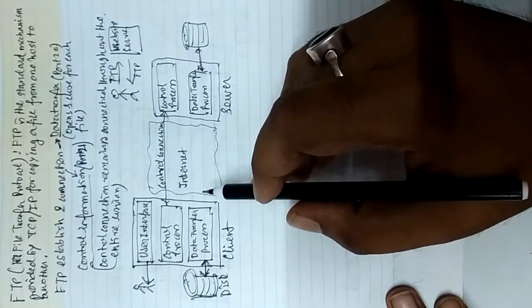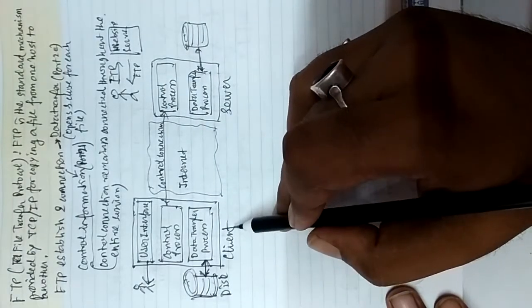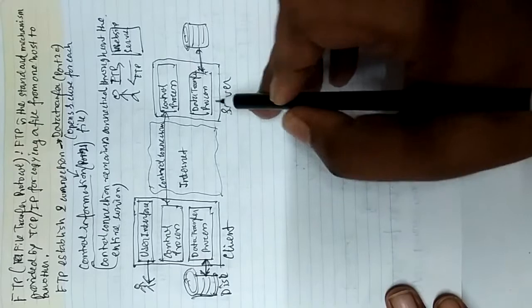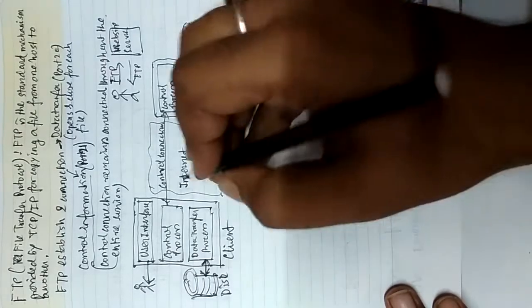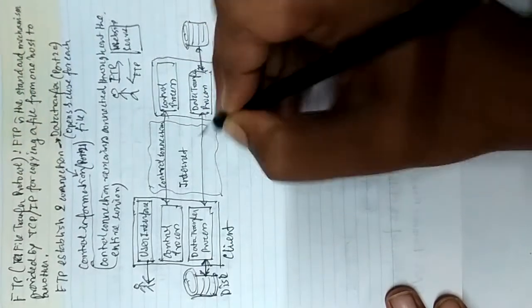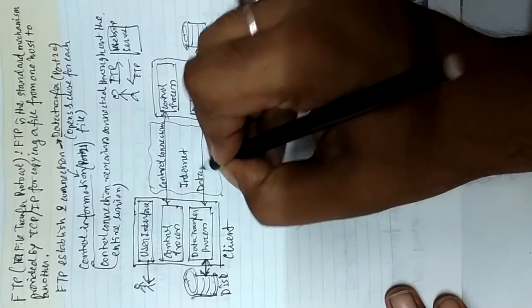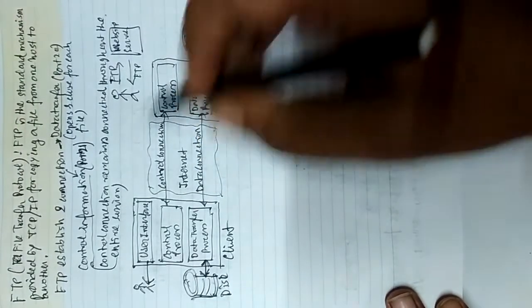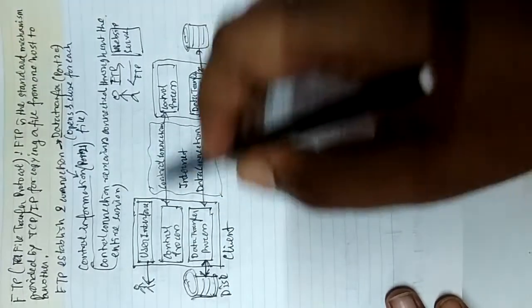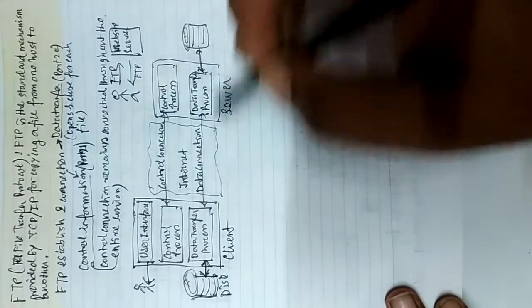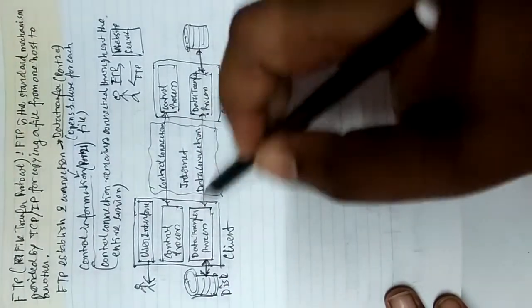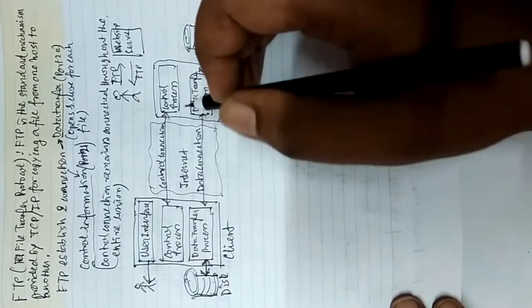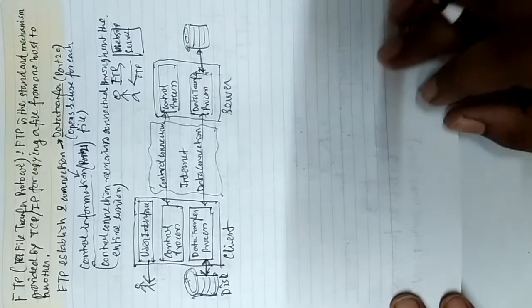Similarly, the data transfer process of the client will establish a connection with the data transfer process of the server, and it is called the data connection. This is the corresponding figure, showing how a connection is established between a client and the server of the FTP. Now we will study the communication in FTP.